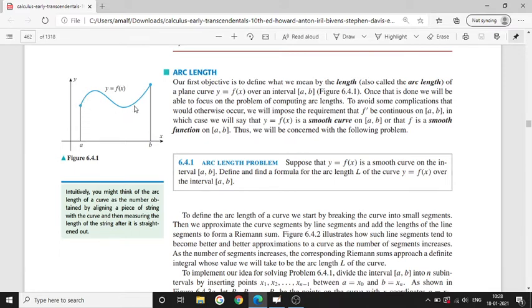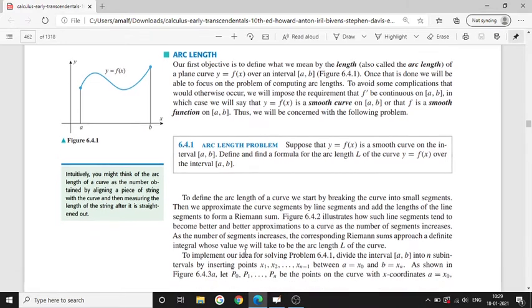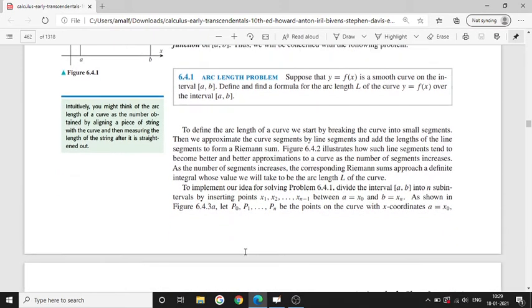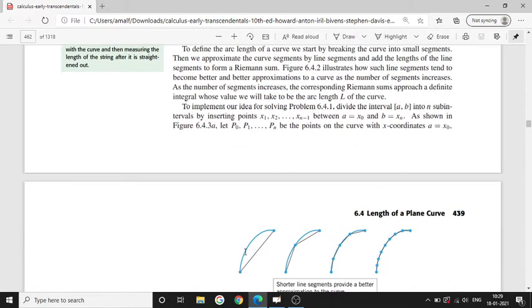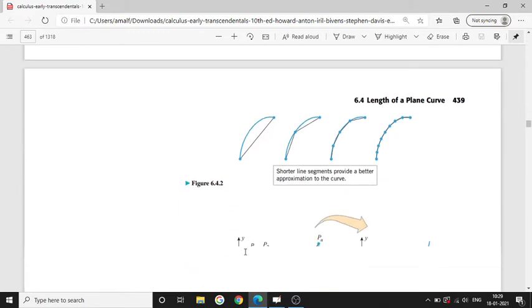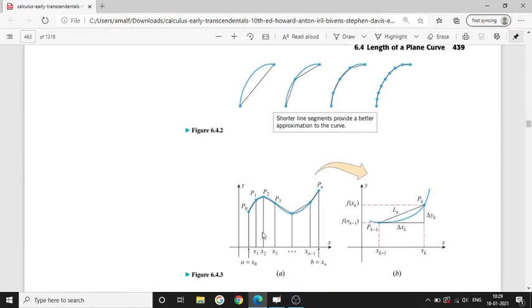So you are given a function of the form y equal to f of x, which is differentiable over an interval a to b, and our aim is to find the length of this curve in the given interval ab. So for doing this, we'll first construct a Riemann sum to obtain the length of the curve. So that will give us an integral. Okay. So here you are given a function y equal to f of x over the interval a to b.